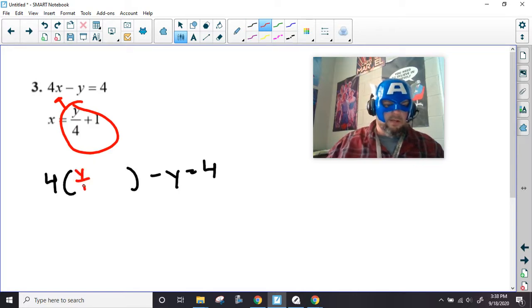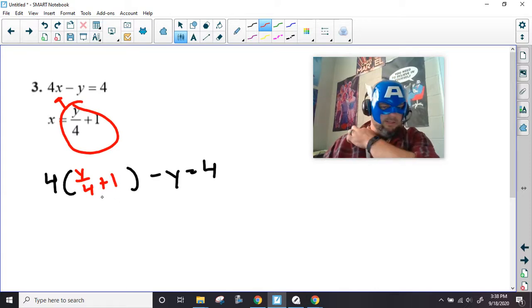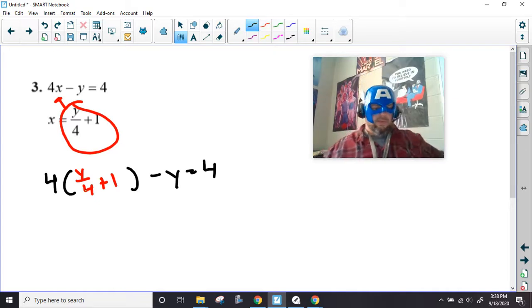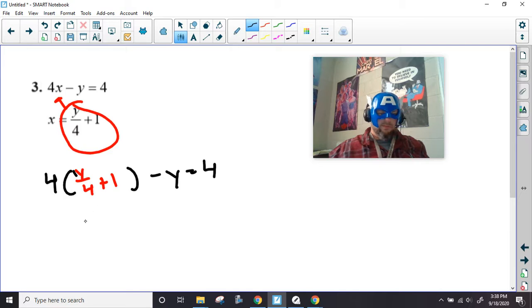All right, so we have y over 4. This is actually a pretty good one. One thing that people forget is that this is actually like 1 over 4. So when we multiply, this actually gives you y plus 4 minus... oh, no, we need to do this one. Minus y equals 4.